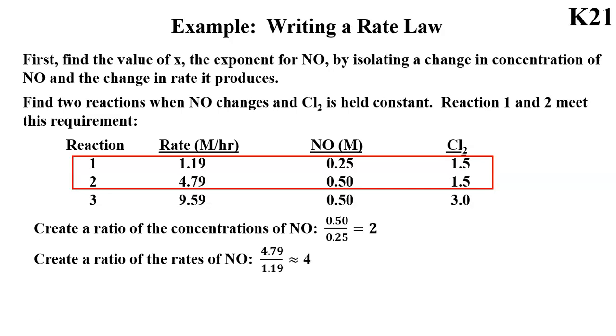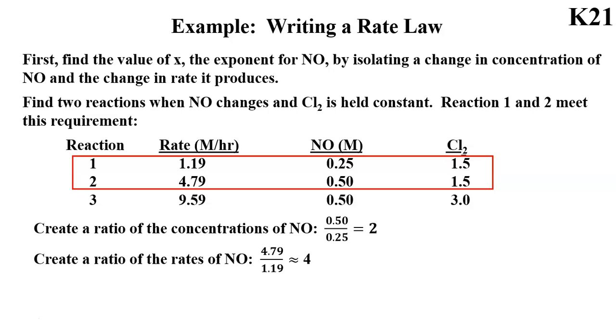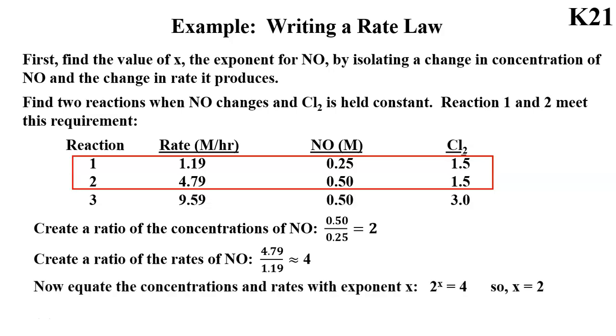So now you just set up a little equation here. This just states that since it's reaction 2 over 1 in the first ratio, it must be reaction 2 over 1 in the second ratio. Now equate the concentrations and rates with the exponent x. The concentration doubled, so that's 2. You raise that to some unknown power x, and that will give you the increase in the rate of the reaction, and that number is 4. So 2 raised to the x equals 4, and x equals 2. So there, you solved for the exponent x.